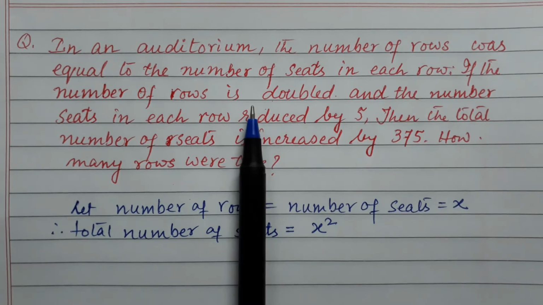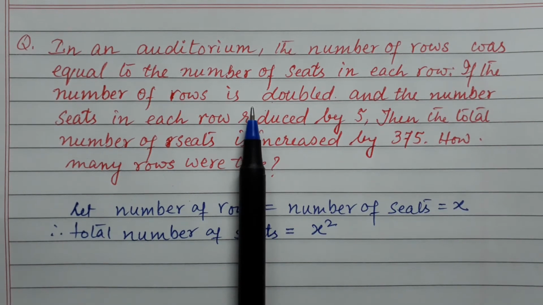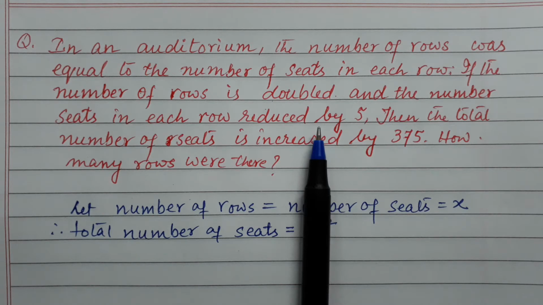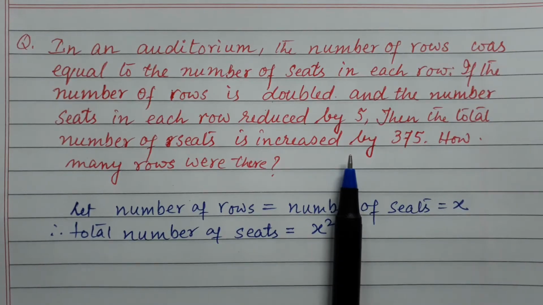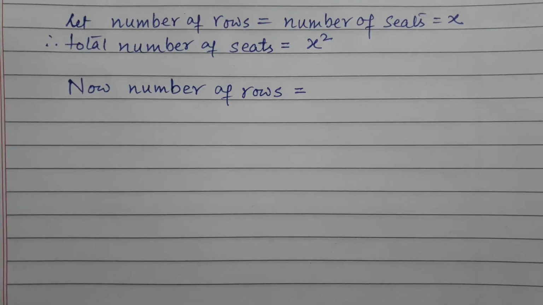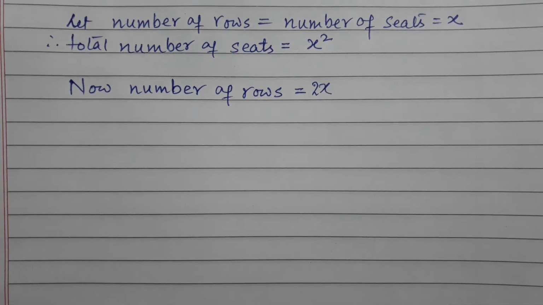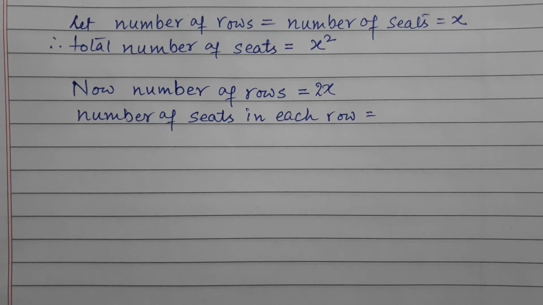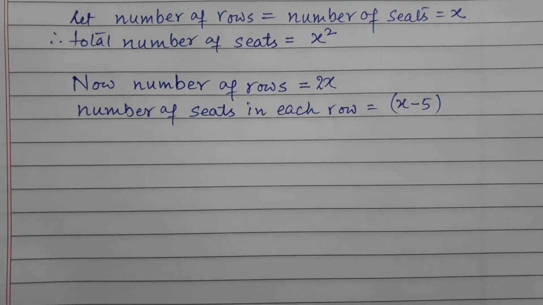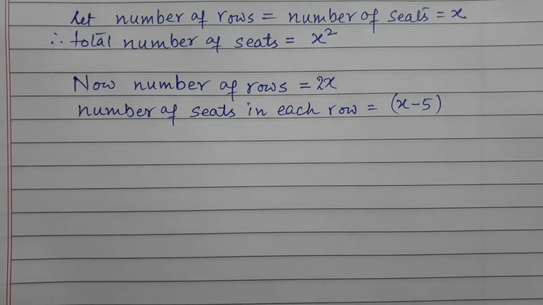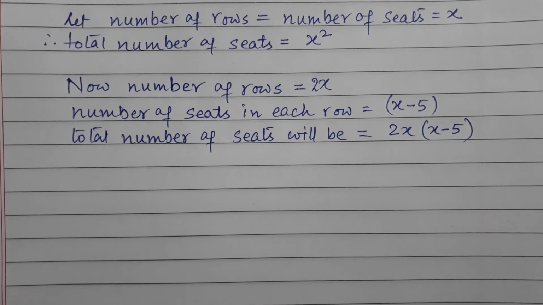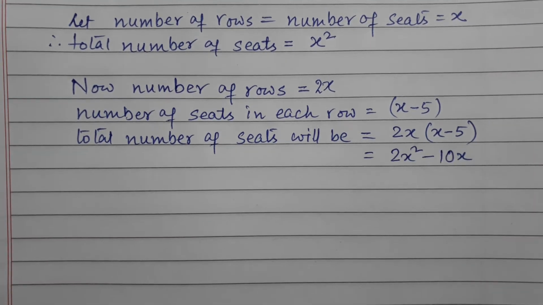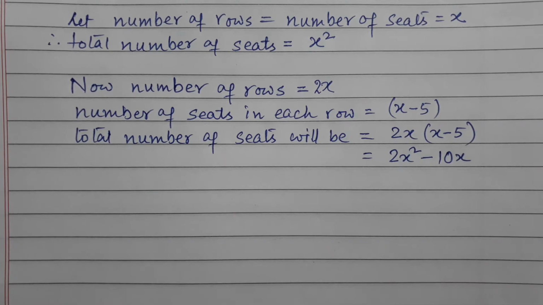Now next, what is given? If the rows are doubled and the seats are reduced by 5, then the total number of seats increased by 375. Now if I double the rows, the number of rows will be 2x, and the number of seats in each row will be x minus 5. Then the total number of seats will be 2x into x minus 5, which equals 2x square minus 10x.